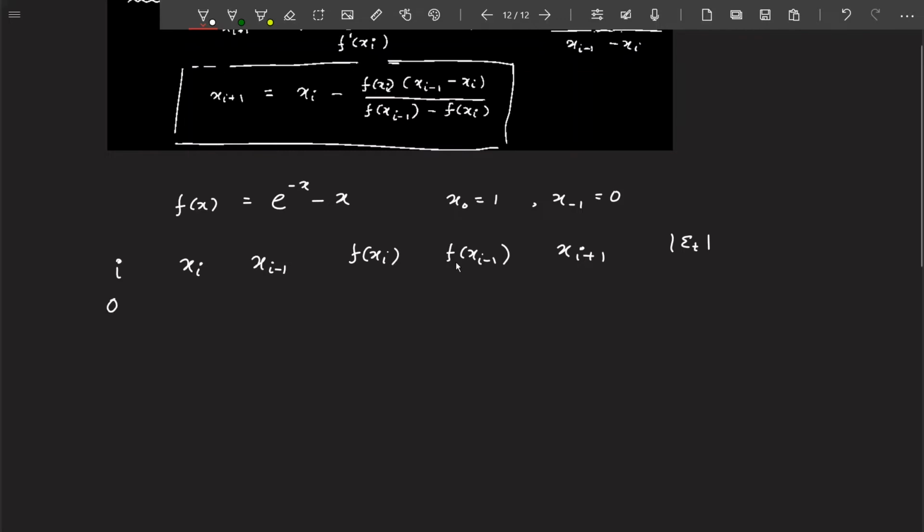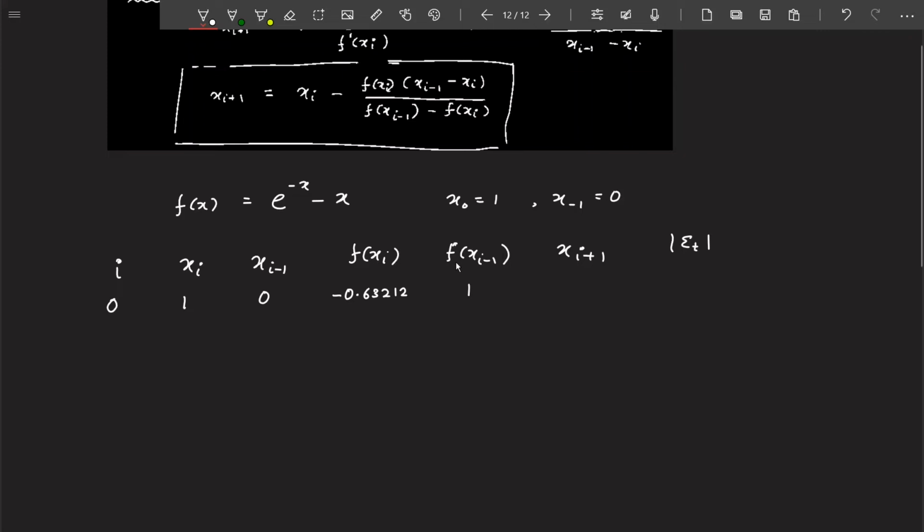So the 0th iteration. The value of xi is given, x0 is given. What is x0? x0 is 1 and x minus 1 is 0. Now if you substitute these values in the function f(x), you'll find the value of f(xi) or f(x0) comes out to be 0.63212, and when you substitute x minus 1, the function of x minus 1 comes out to be 1.